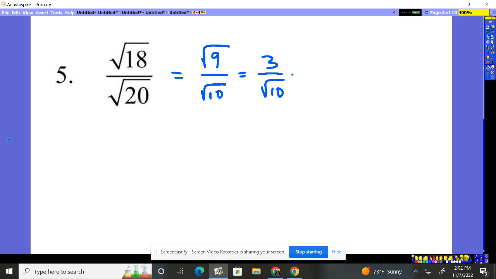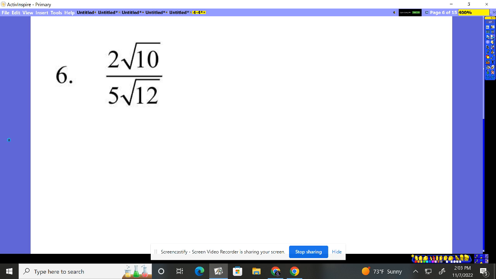I now need to get rid of that root 10. So I'm going to multiply by root 10 over root 10. That gives you 3 root 10 over 10. And 3 and 10 don't have anything by which they both can be divided. So there it is. They're simplified.